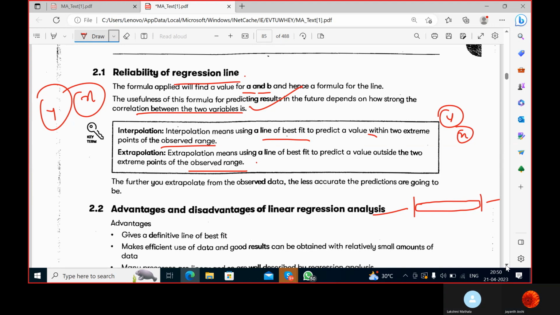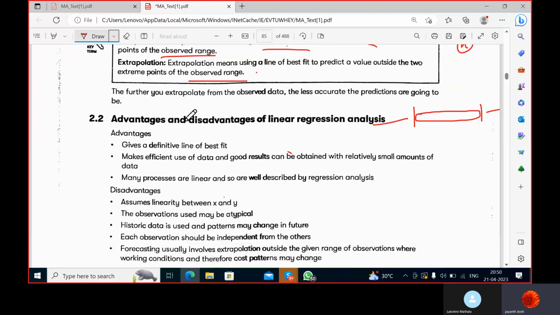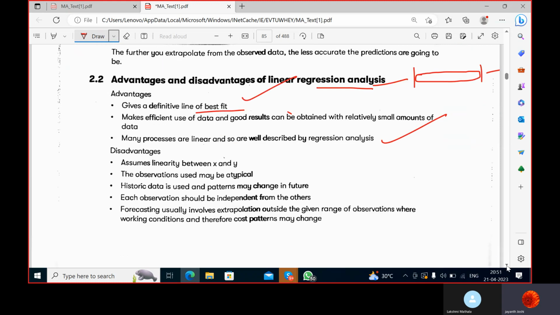So, advantages and disadvantages of linear regression analysis. Advantages: it gives a definite line of best fit, of course, it can be utilized for prediction, and many processes are linear and so are well described by regression analysis.